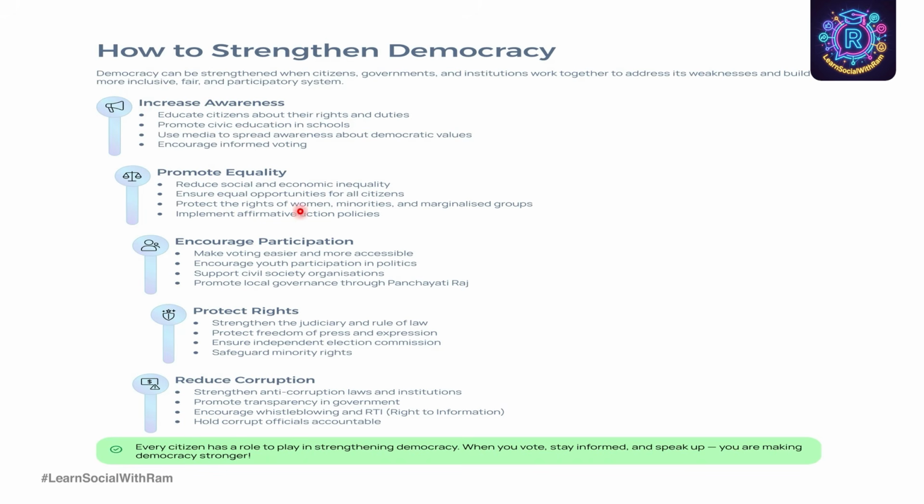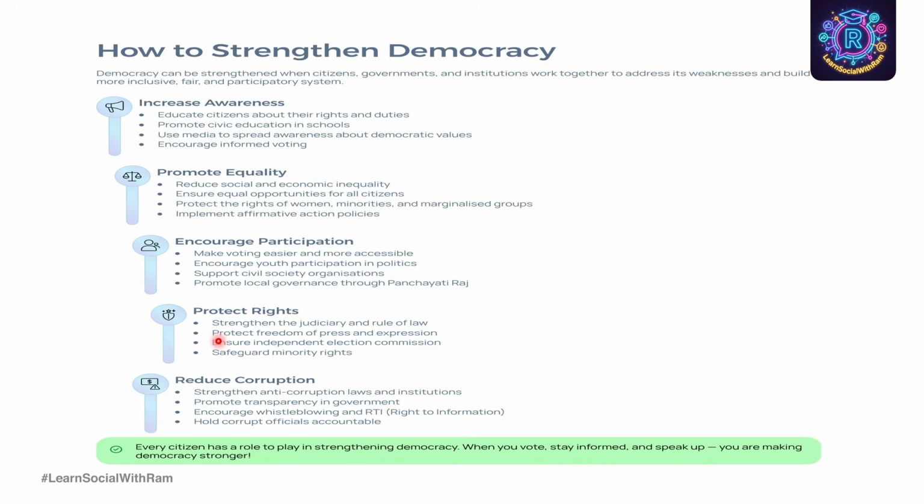The second step is we can promote equality. Equal opportunities must be ensured. Everyone should get fair treatment. And the third step what we can follow is we can encourage participation. More people should participate in voting, discussion, governance, and active citizens strengthen democracy more.